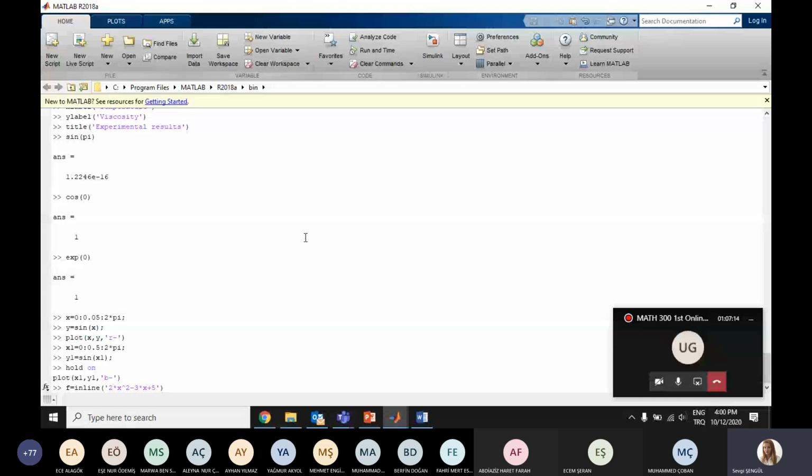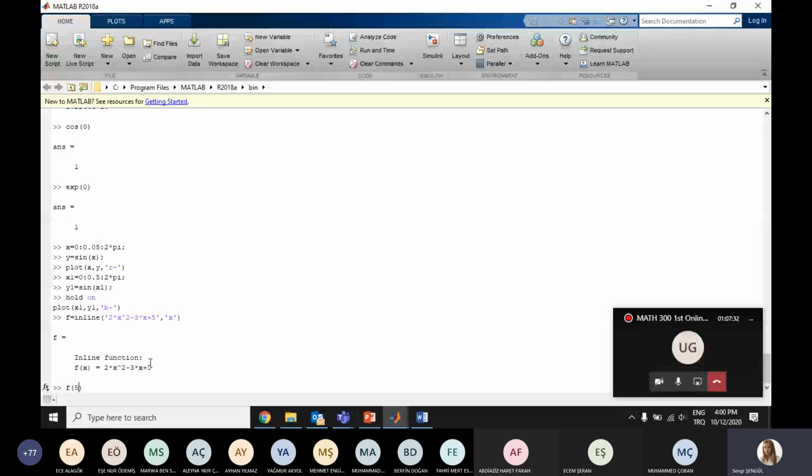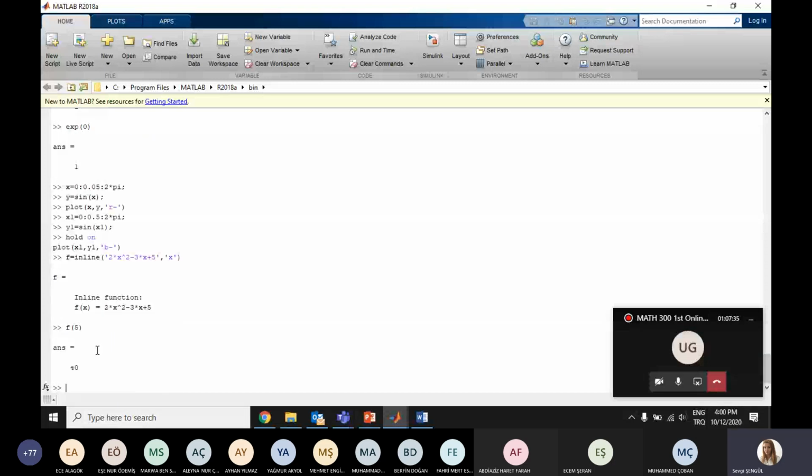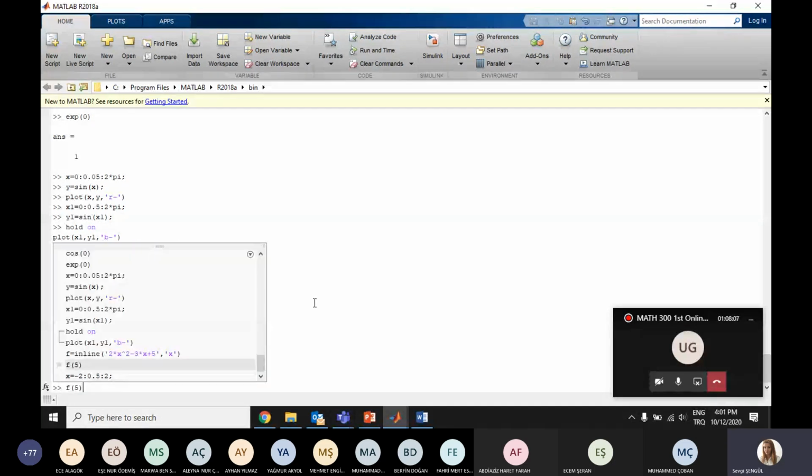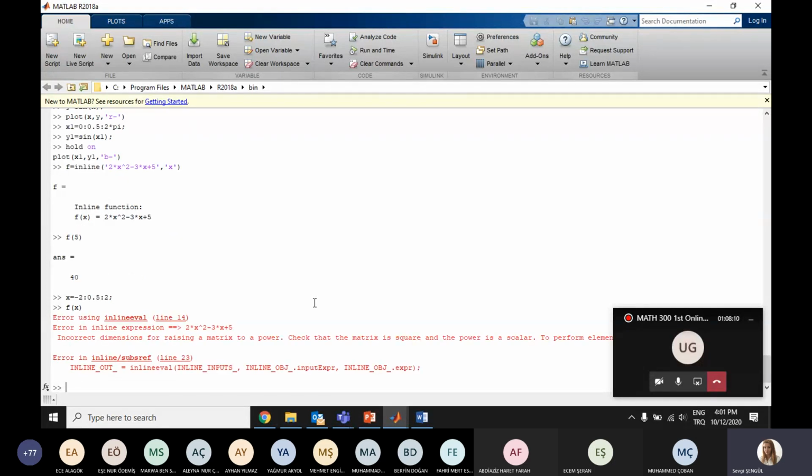And you can call f of 5. What it will do is plug in 5 for x. There is no problem. But if you define your x as a vector, let's say from minus 2 to 2, where the increment is 0.5, and if you want to put this vector inside your function, if you call f of x, it will give you an error.